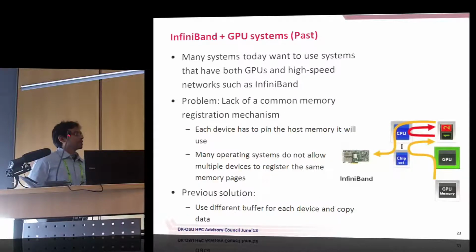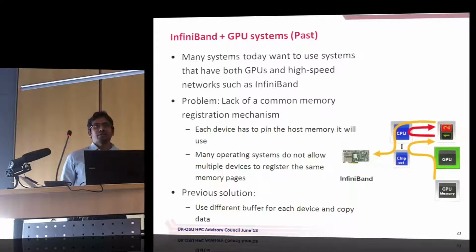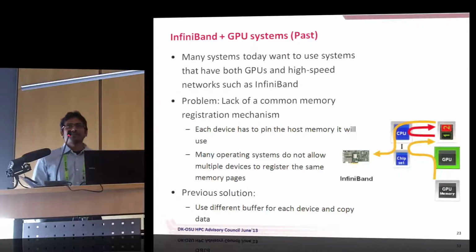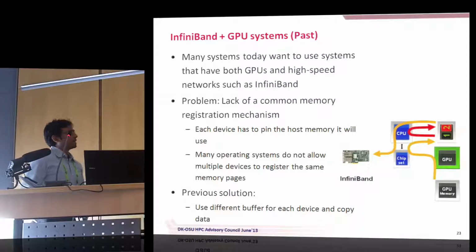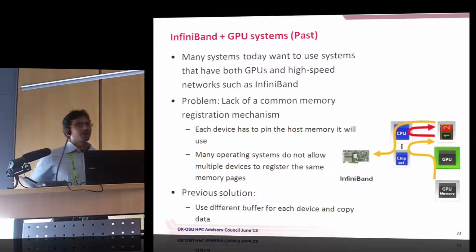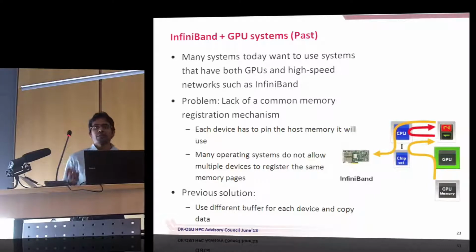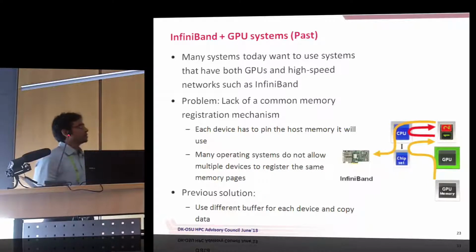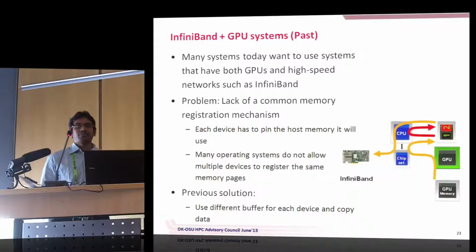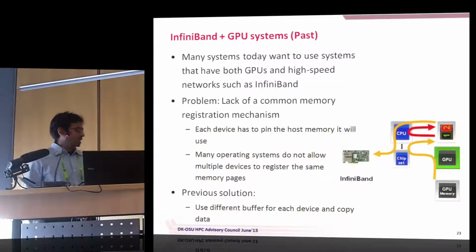If we look at how the communication technology on GPU clusters has evolved, many systems are using GPUs, and people couple that with high performance networks like InfiniBand. With early versions of CUDA, one could not register the same host memory with both the GPU and the network adapter. So what one had to do was basically two copies before the data could be transferred over the network. The first copy is from the GPU to the host memory, and then a copy between the host memories that are registered by the GPU and the adapter, and then the data is transferred over the network.